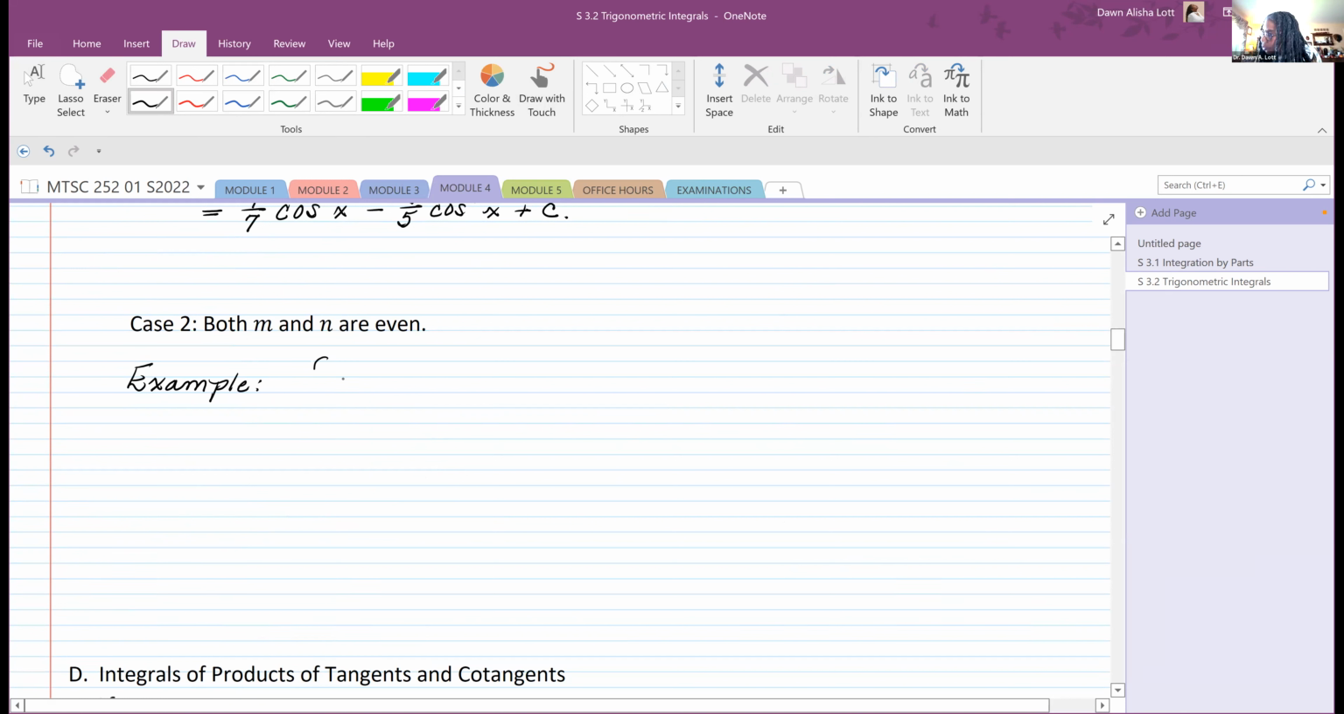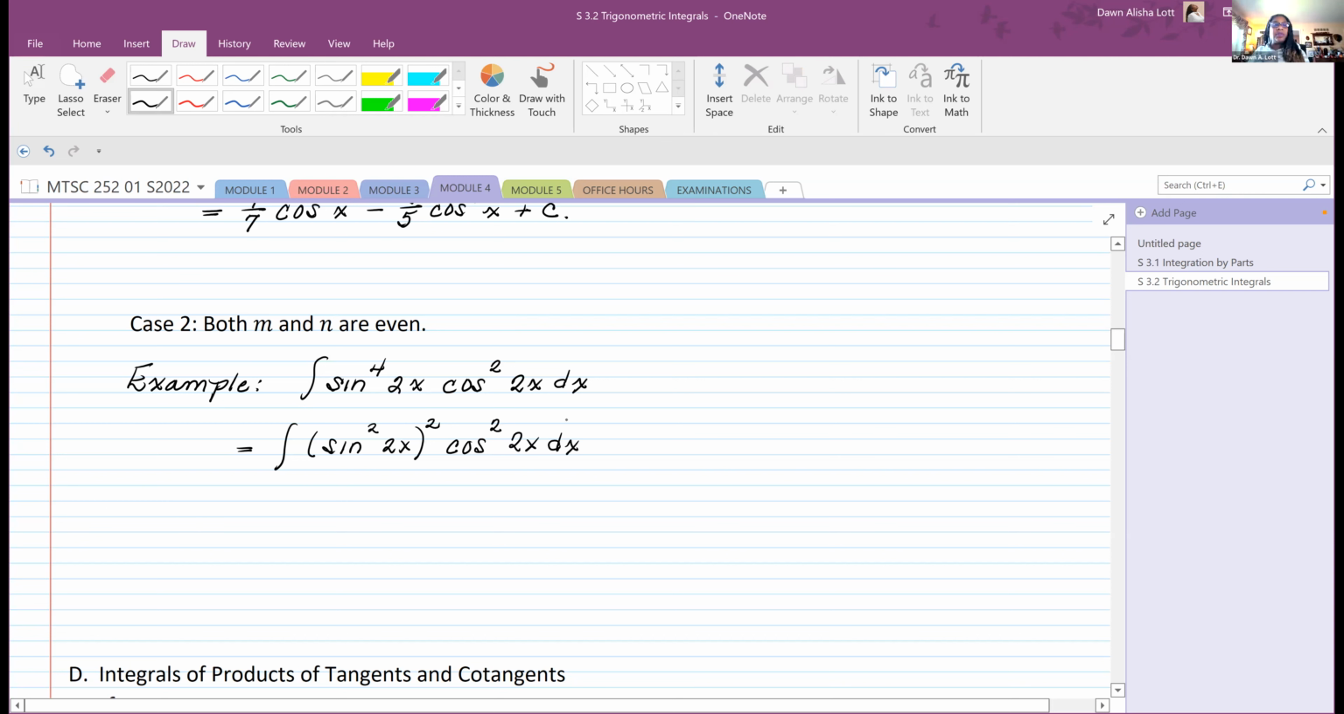You have the integral of the sine to the fourth of x, and I can even make it more exciting, sine to the fourth of 2x, the cosine squared of 2x dx. Okay, so now I have to write this as the integral of the sine squared of 2x, squared, times the cosine squared of 2x dx.